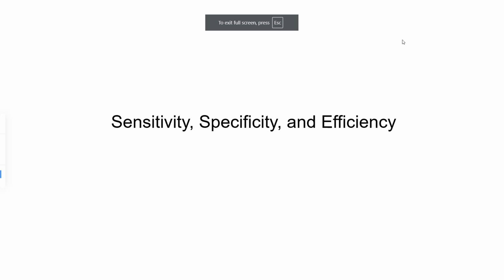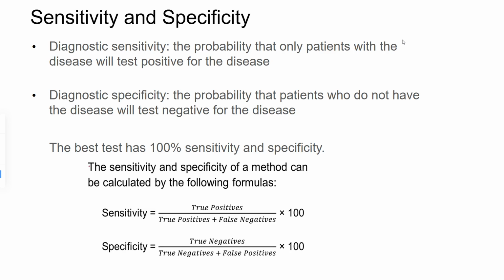Sensitivity, specificity, and efficiency. Diagnostic sensitivity is the probability that only patients with the disease will test positive for the disease. Sensitivity has to do with quantity. So if a test system is 100% sensitive, that means 100% of the time, if something is there, it will be detected by the test system.